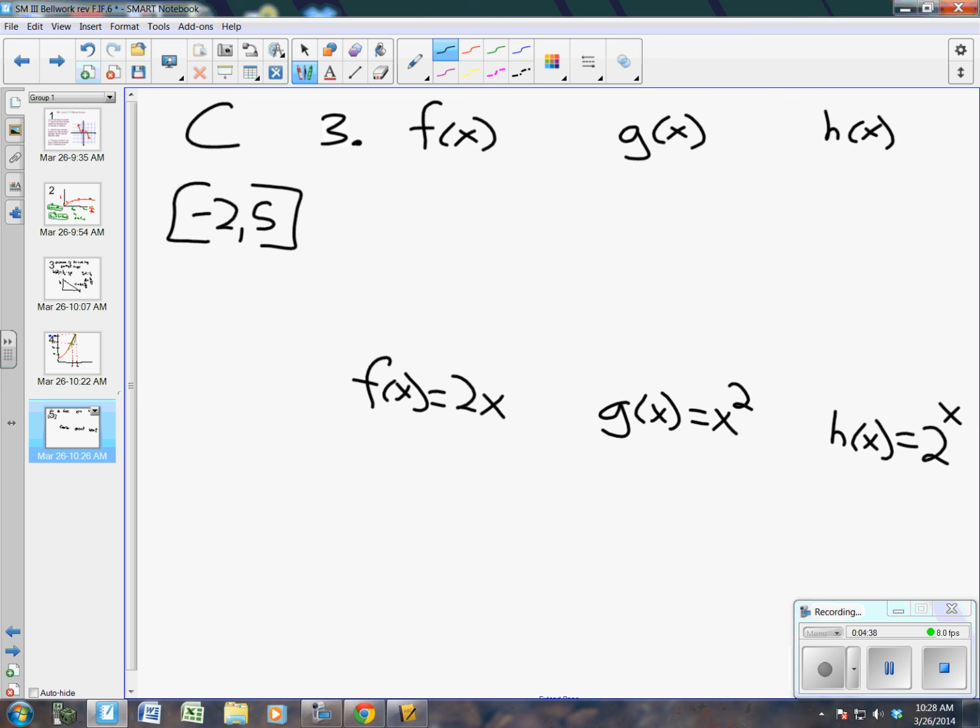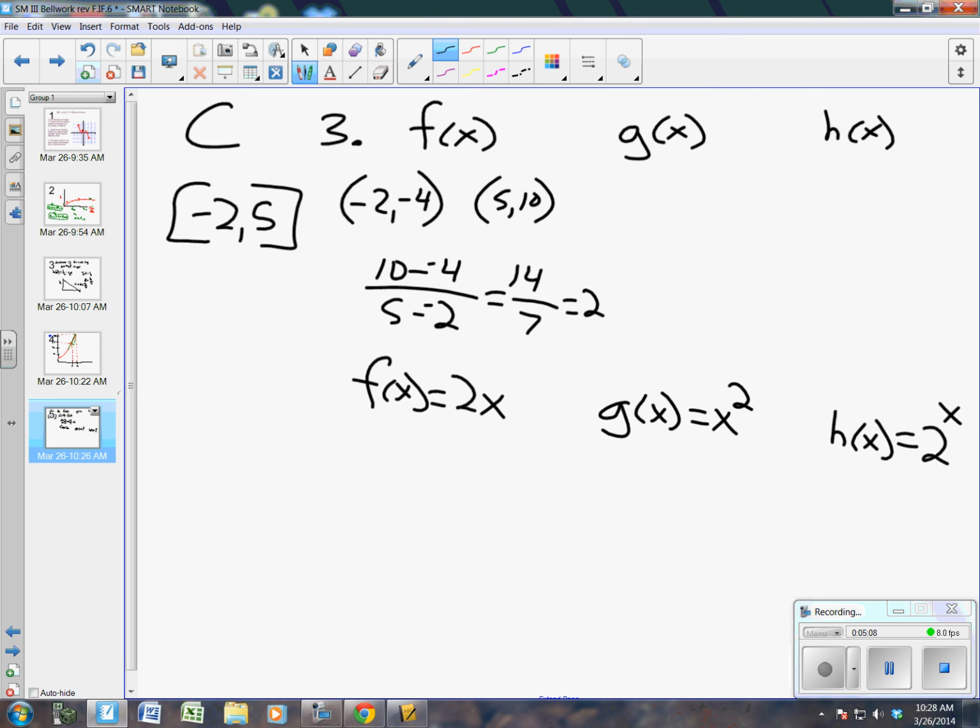And so you had to calculate the rate of change. So if you looked up at your table, -2 to 5, so -2 came out, I mean, its y value is -4, and if you put 5 in, it was 10, right? You calculated the average rate of change between those by doing the slope, and we get 14 over 7, which is equal to 2. So we know that the average rate of change on this one between those intervals is 2. Does that make sense?